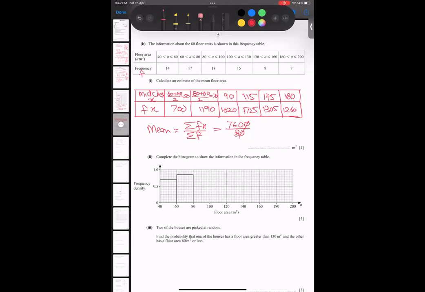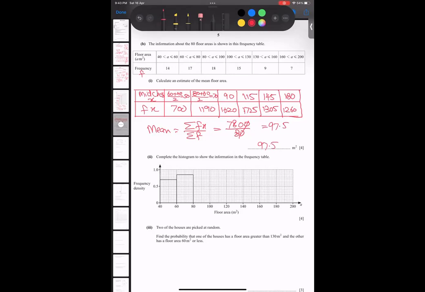And I'm getting here, wait a minute, let me check again. 1620 plus 1725 plus 1305 plus 1260. I'm getting 7800, sorry, 7800. And this divided by 80, and I got 97.5 meters square.